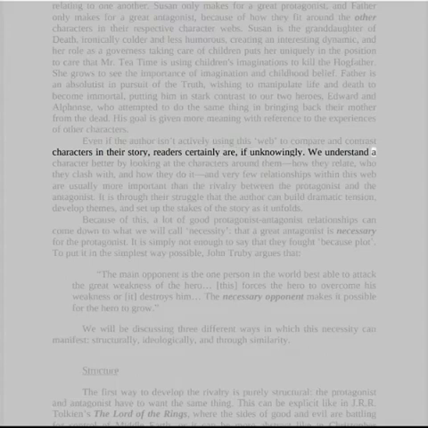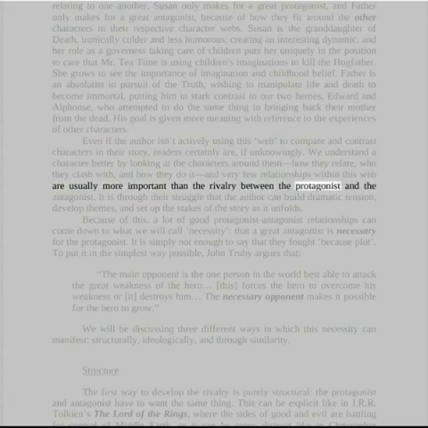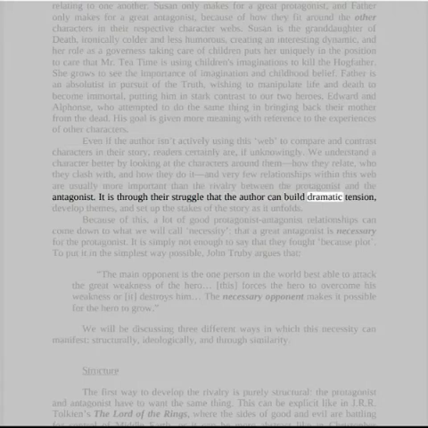We understand a character better by looking at the characters around them, how they relate, who they clash with, and how they do it, and very few relationships within this web are usually more important than the rivalry between the protagonist and the antagonist. It is through their struggle that the author can build dramatic tension, develop themes, and set up the stakes of the story as it unfolds.